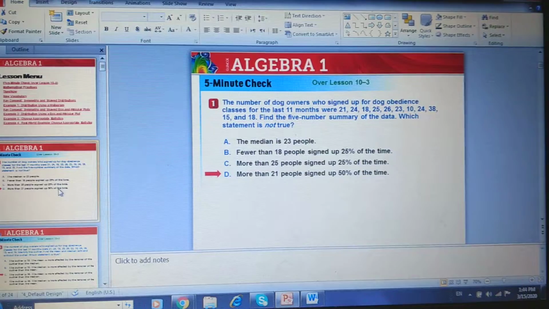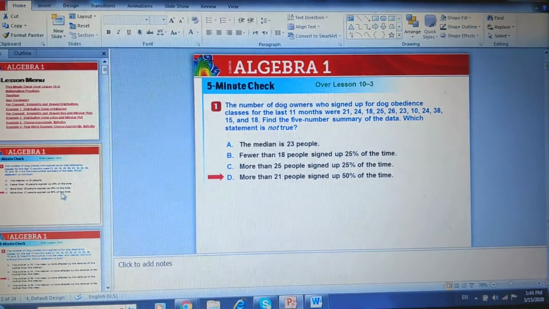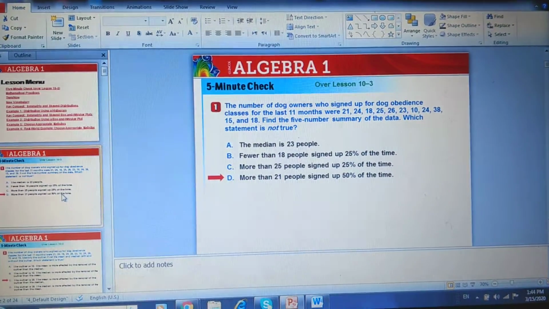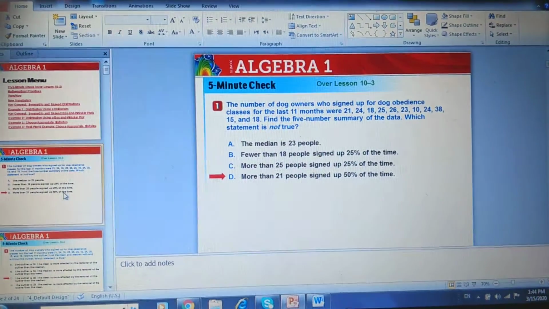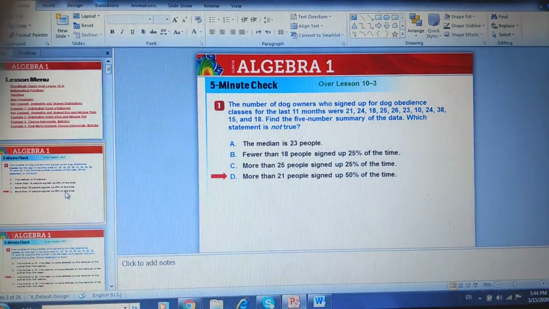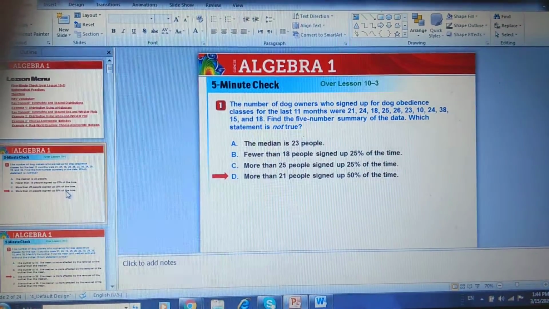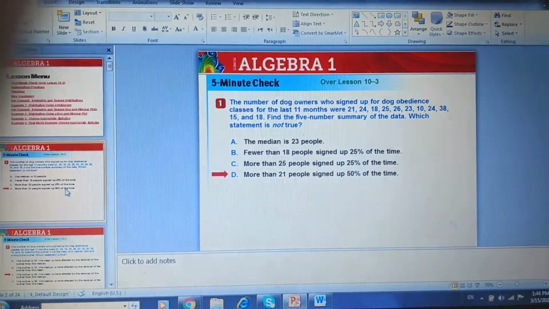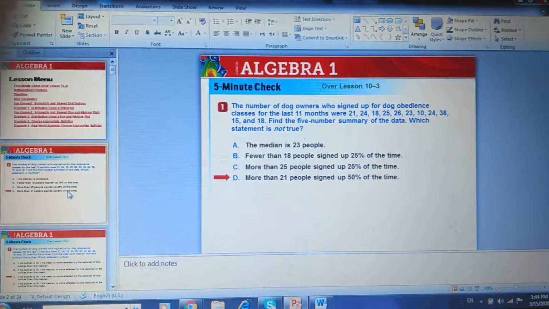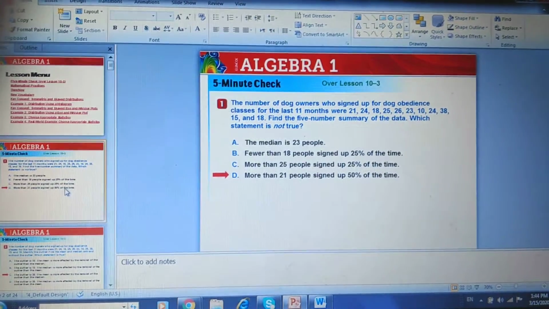In this slide, you can notice we have an example about the five number summary. We need to find the minimum, maximum, lower quartile, upper quartile, and the median. Of course, the question is answered and the answer is in front of you.